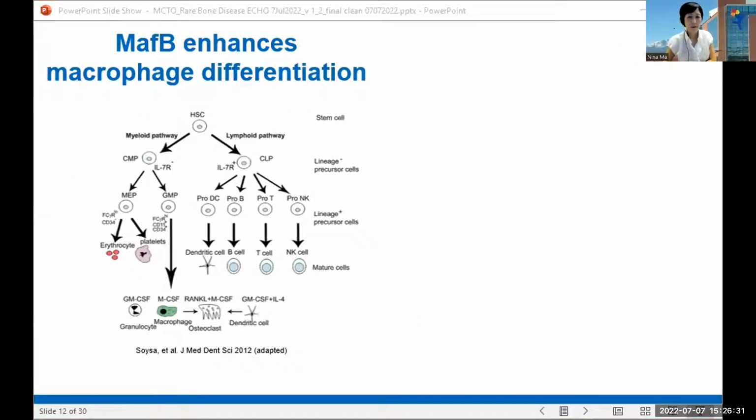So MAFB is also involved in hematopoiesis and is expressed specifically in the myeloid pathway. And so MAFB is known to induce myeloid differentiation towards monocytes and macrophages. And this is coupled with a strong inhibition towards erythroid commitment. And so when MAFB is overexpressed, this leads to a significant induction of monocytes and macrophages.